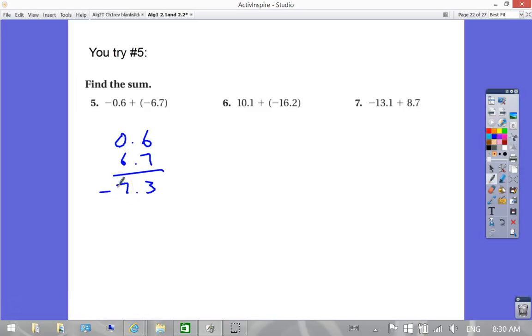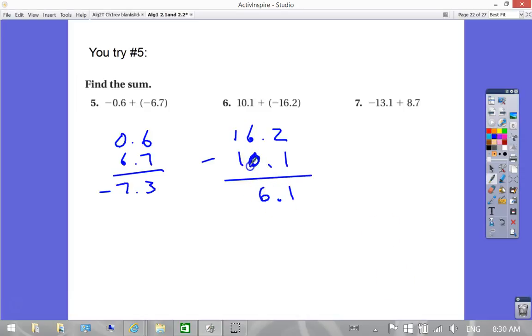Okay, now the next one, it's a positive and a negative. So we know that we should be subtracting the larger minus the smaller absolute values. Right? We should definitely be doing 16.2 minus 10.1. 2 minus 1. 6 minus 0.